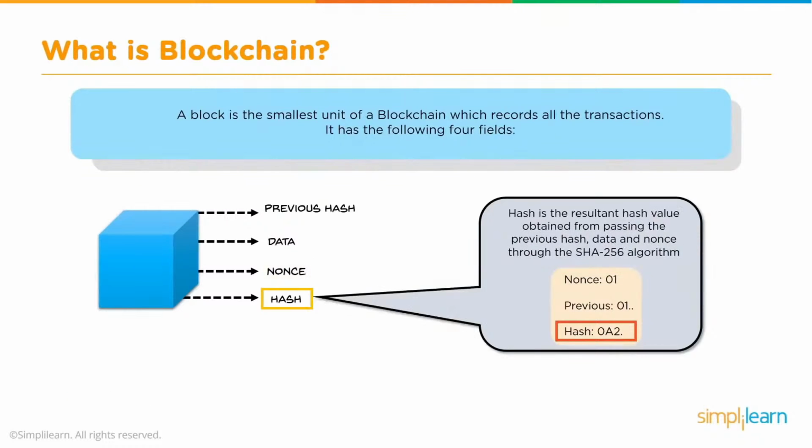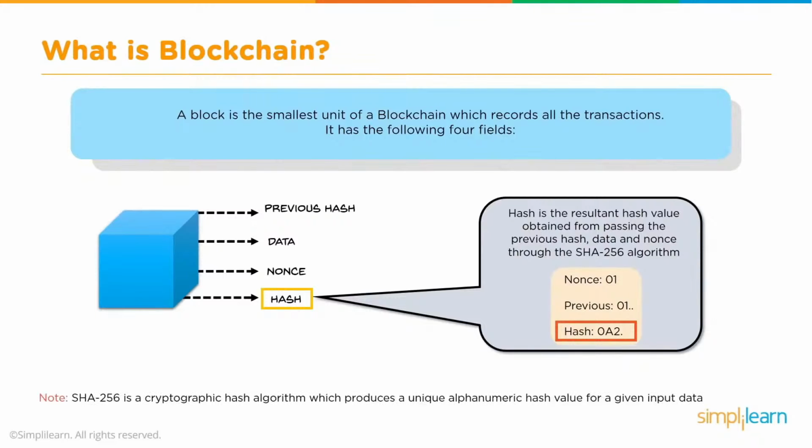Now, hash is the resultant hash value obtained by passing the previous hash value, the data, and the nonce through the SHA-256 algorithm to generate the hash of this block. This is the digital signature of the block, and this is basically the identity of this block. Now, SHA-256 is a cryptographic hash algorithm which produces a unique 256-bit alphanumeric hash value for any given input, and that is the unique feature of this cryptographic algorithm. Whatever input you give, it will always produce a 256-bit hash.